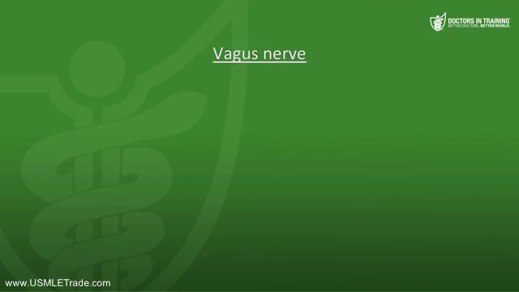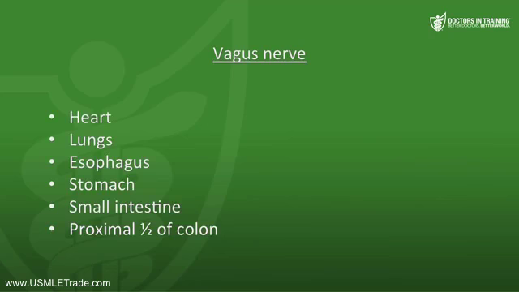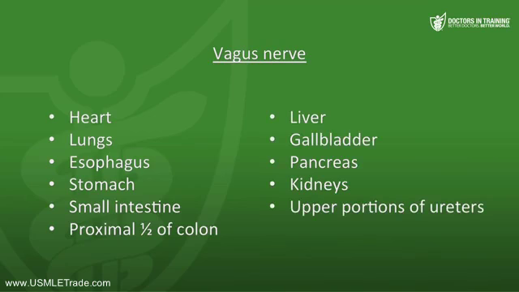Therefore, when we think about the parasympathetic nervous system, we will often be talking about the vagus nerve and its eventual innervations of a whole bunch of organs, like the heart, the lungs, the esophagus, the stomach, the small intestine, the proximal half of the colon, the liver, the gallbladder, the pancreas, the kidneys, and the upper portions of the ureters. Now, sometimes you'll just hear this referred to as vagal stimulation.